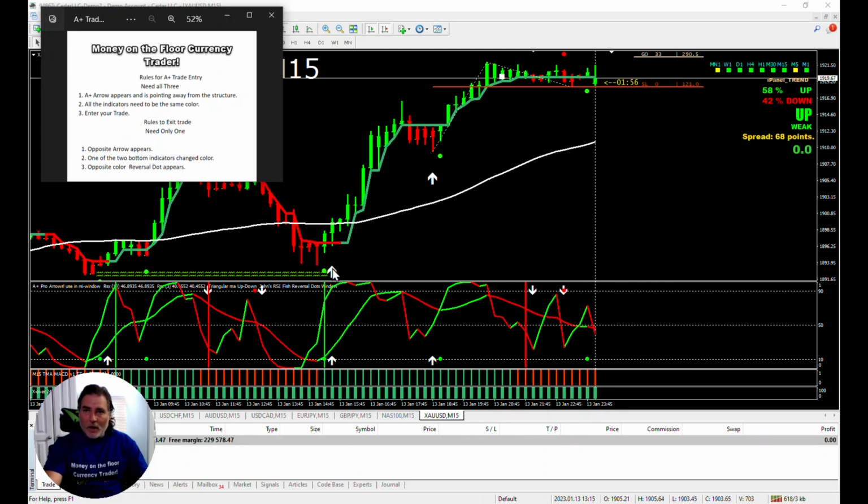And we want to take the arrow away from structure. So this one is going away from structure. So that would be what we're looking for. This would be the number one rule.